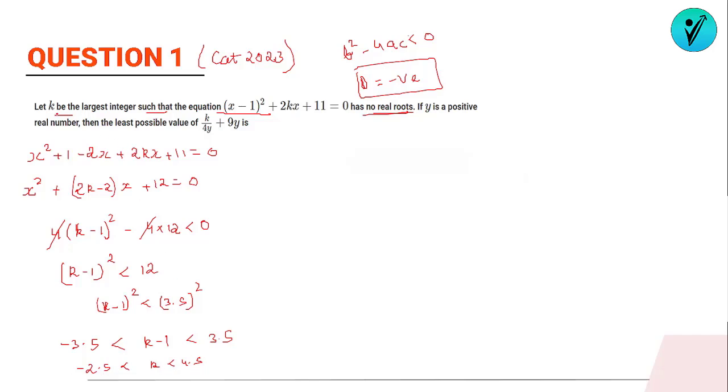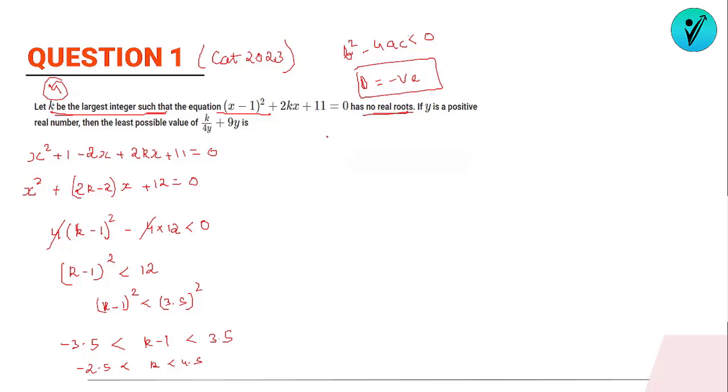So what do we have to take? We have to consider the largest possible value of k. So what is the largest possible value of k? It will be simply 4. Your k has to be lesser than 4.5. So the largest possible value of k is 4.